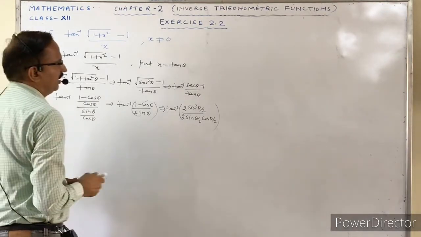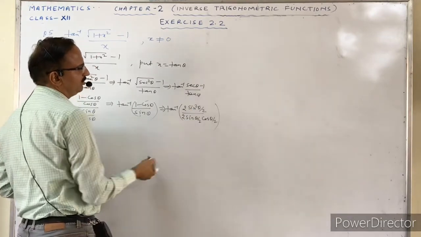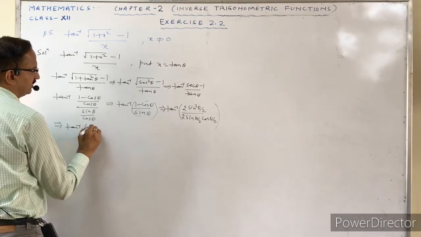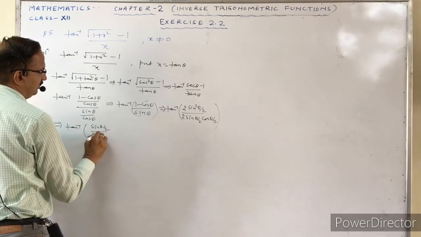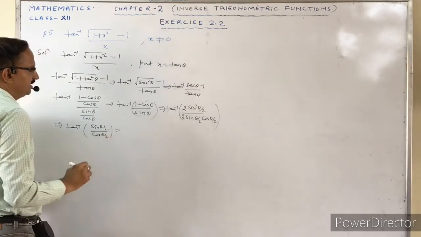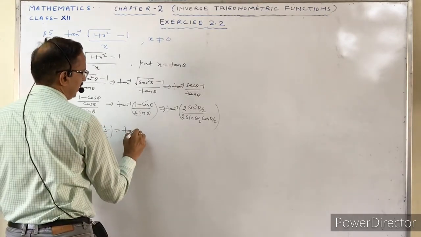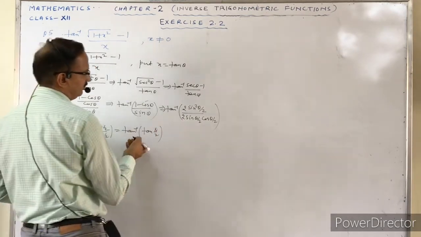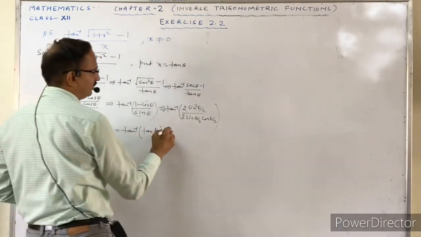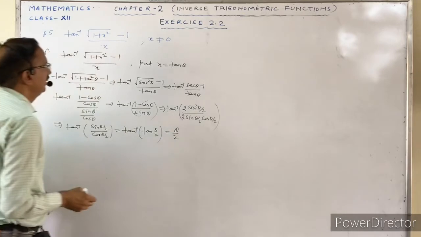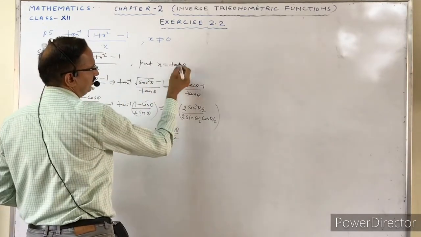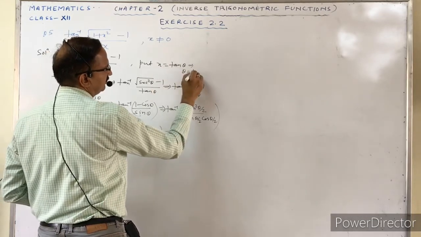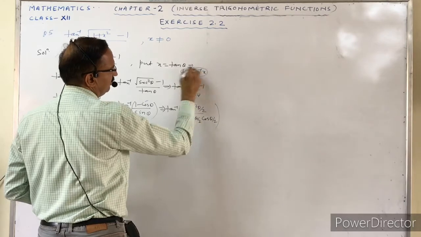Now 2 and 2 cancel out, one sin theta by 2 also cancels out, and we will get tan inverse sin theta by 2 upon cos theta by 2, and this is nothing but tan theta by 2. So tan inverse and tan cancel out, and we will get only theta by 2. Now what is the value of theta? If x equals tan theta, then theta equals tan inverse x.